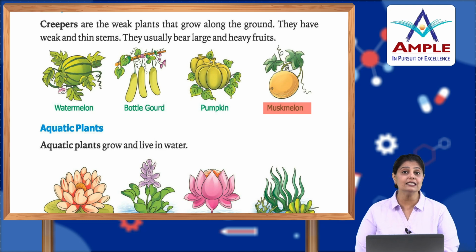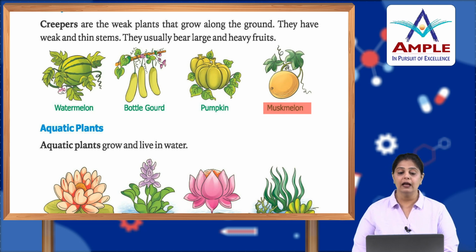If you look at these creepers, they look very timid, very weak, very thin, but the fruit that they give is really heavy and large, like the pumpkin or the watermelon. You must have always seen that it's really large and heavy, isn't it?